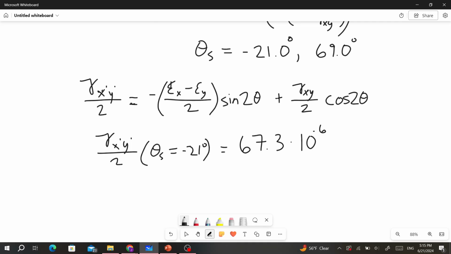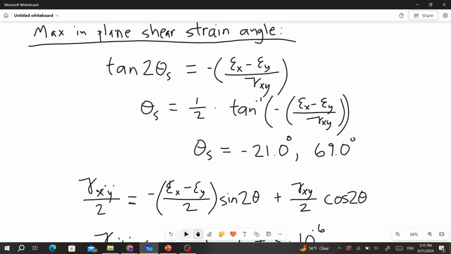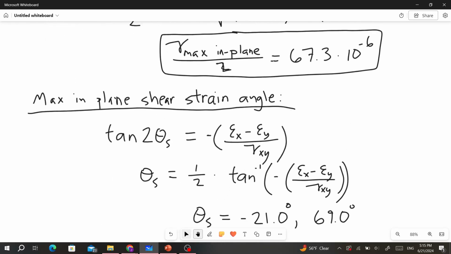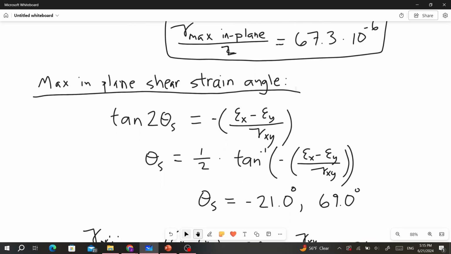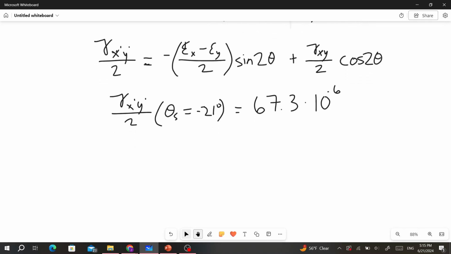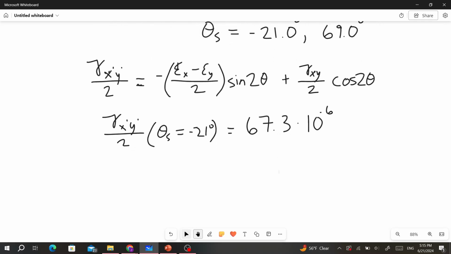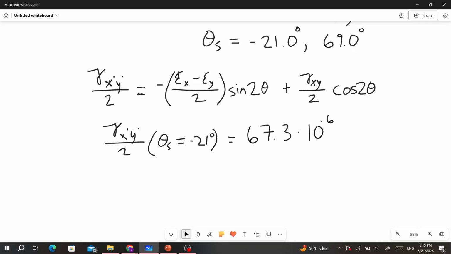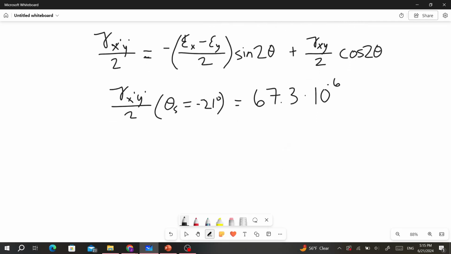And that lines up with what we calculated up here for max in-plane microstrain being 67.3 times 10 to the minus 6. In reality, if we had plugged in 69.0 degrees, we would have gotten that our microstrain would be -67.3 times 10 to the minus 6. So we know that theta s1 is equal to -21.0 degrees, and theta s2 is equal to 69 degrees.